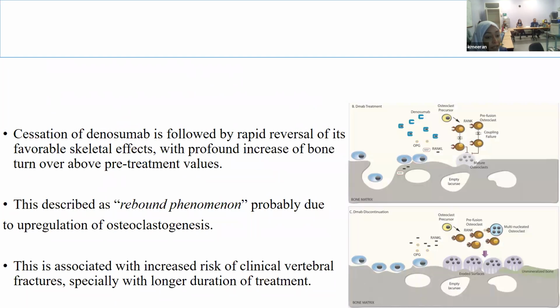Because denosumab therapy is usually followed by a rapid reversal of its favorable skeletal effect and a profound increase in the bone turnover markers above the pretreatment values, and it's known as the rebound phenomenon. It's simply because denosumab acts on the osteoclast and the osteoclast precursors. We can imagine that a lot of osteoclast precursors were dormant throughout the treatment period, and they will become reactivated immediately after the denosumab was stopped, basically. And that's why the effect is usually more significant after stopping, and it's associated with increased risk of clinical fractures.